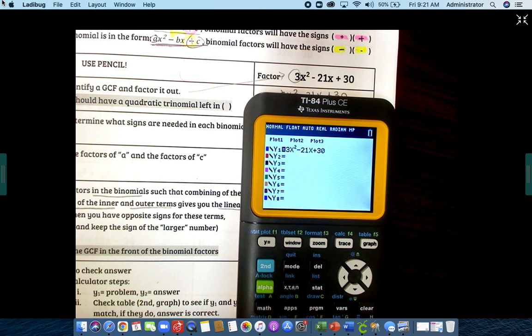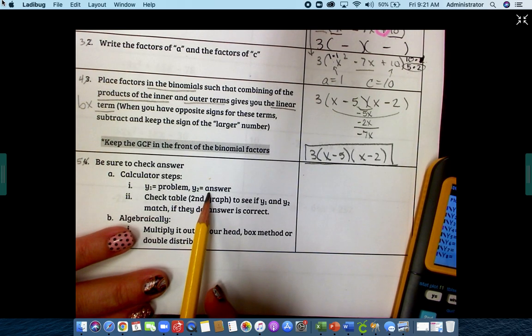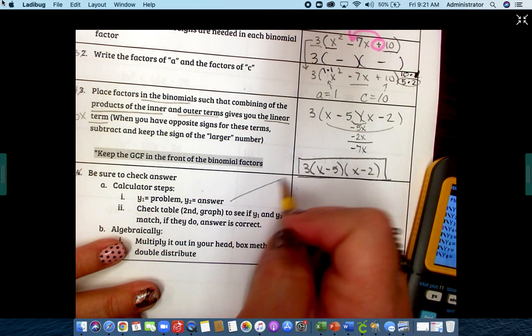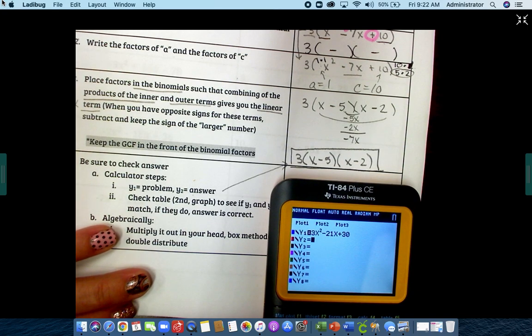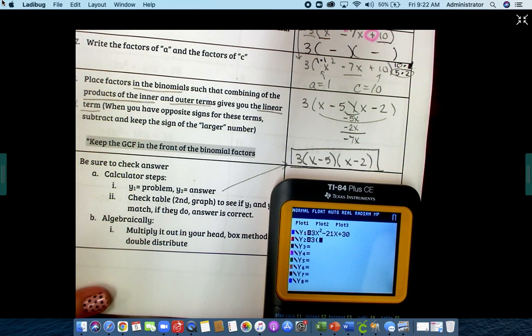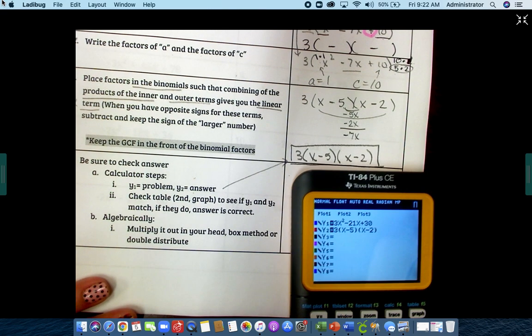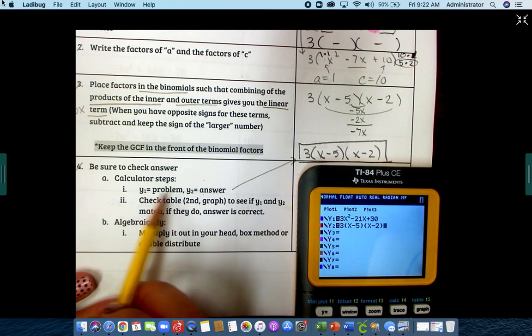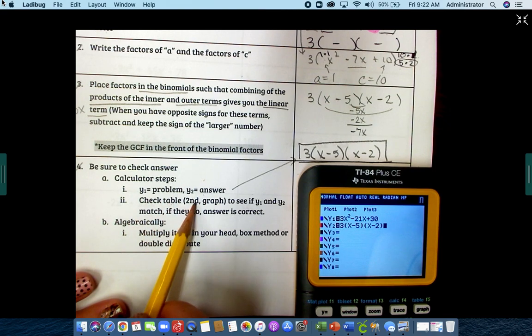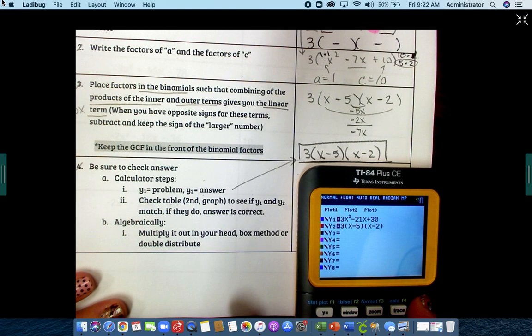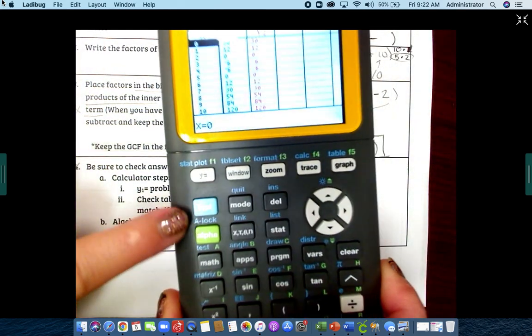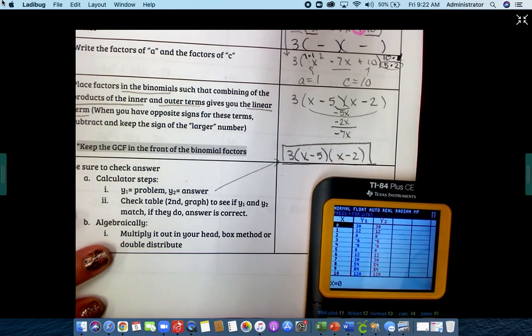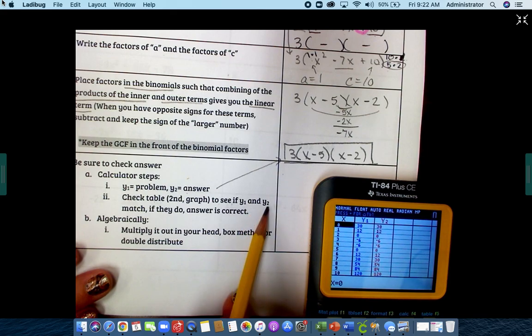Then I go down to Y2 and put what? My answer that I got. This is my answer. So I'm going to type in 3, left parenthesis, x minus 5, and then in parentheses, x minus 2. So I've got it typed in now. Y'all should be using your app on your calculator to do this with me. And then it says check the table by pressing second graph. So I'm going to hit second graph. So again, that was my blue second button and then my graph button. And see if my Y1s and Y2s match.